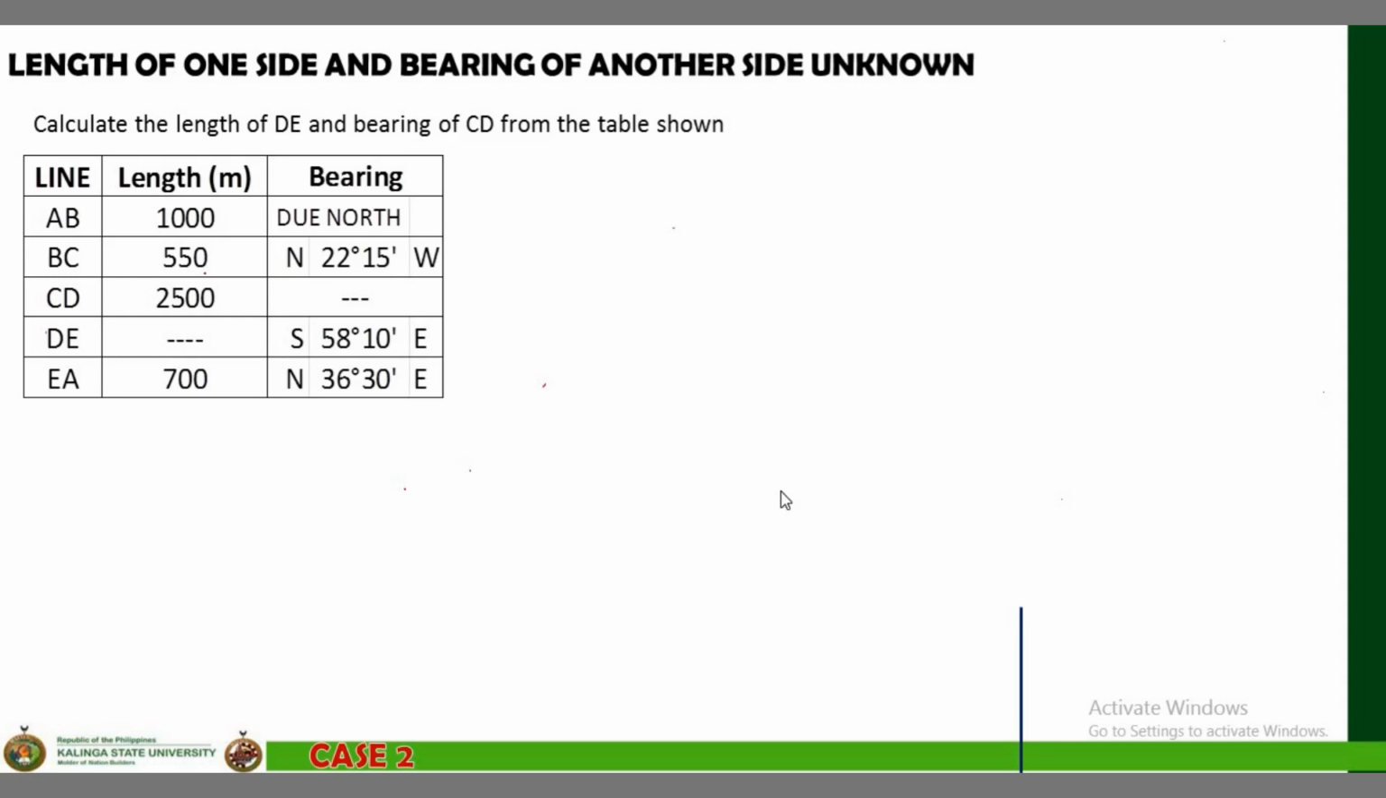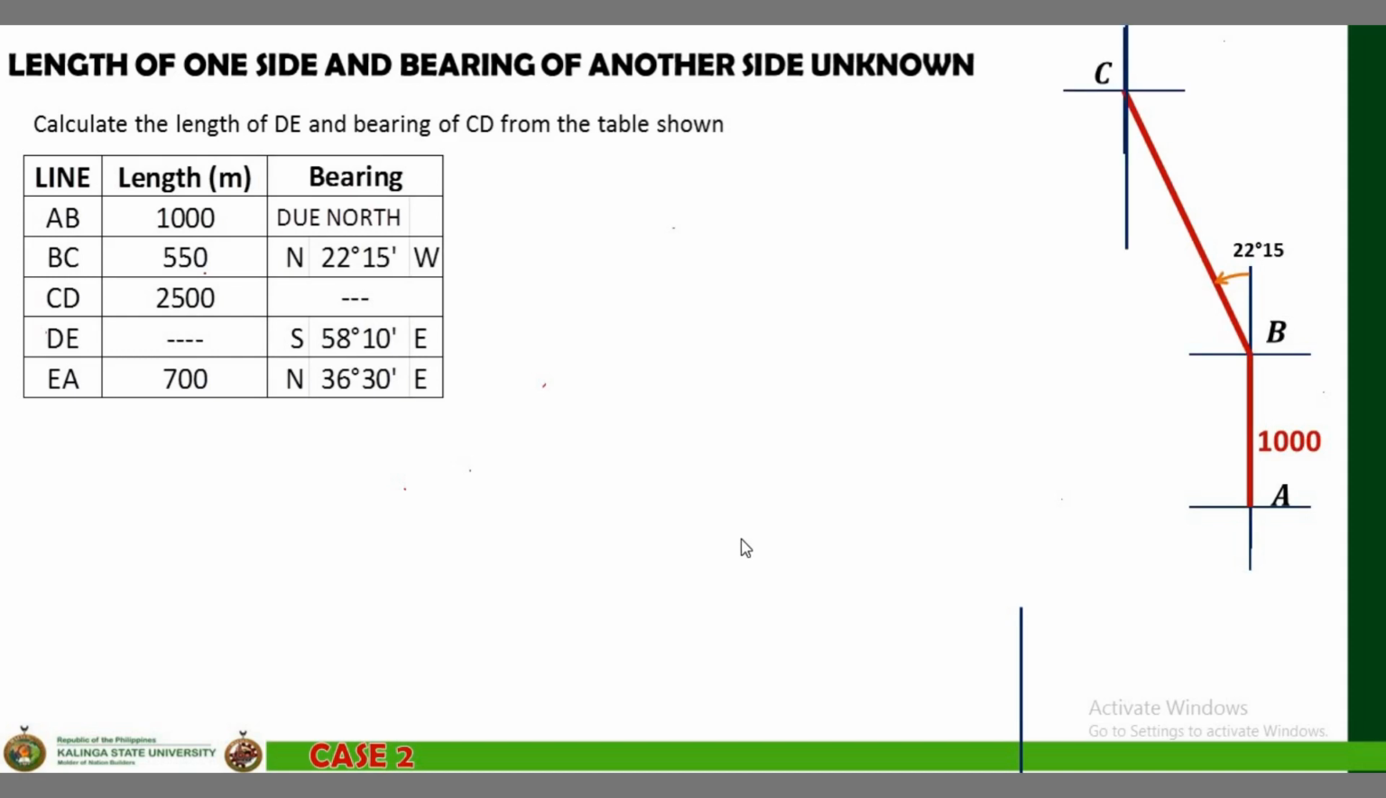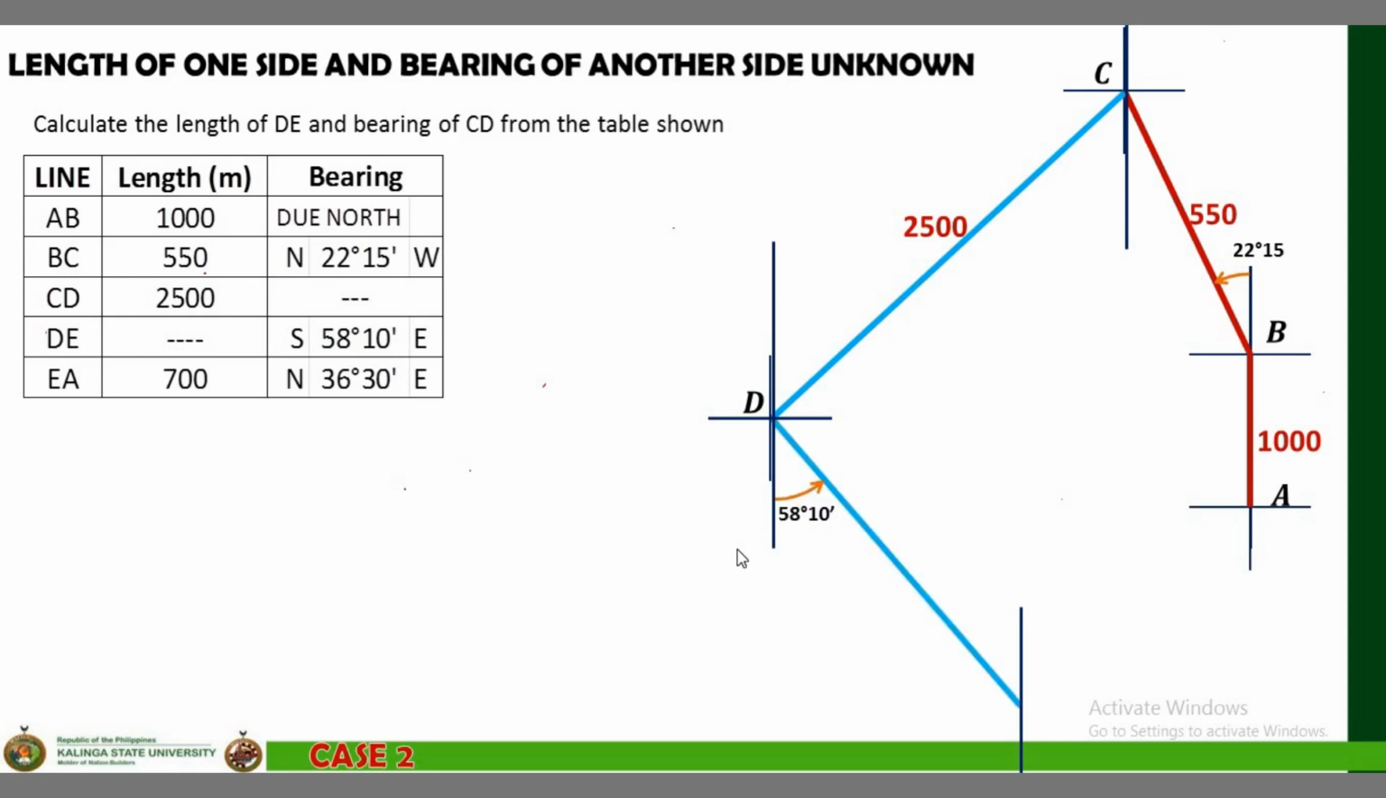So let's sketch this. That is point A. From point A to point B, due north. And B to C, that is the bearing with a length of 550. And from C to D, since it has no bearing, I'm going to assume. Then from D to E, the bearing is given, but there is no distance. Then from E to A, it has a distance and also a bearing.